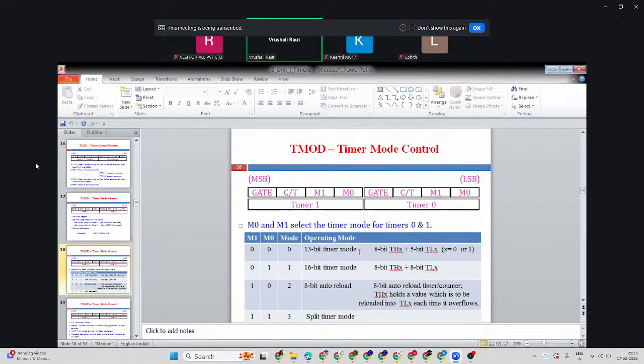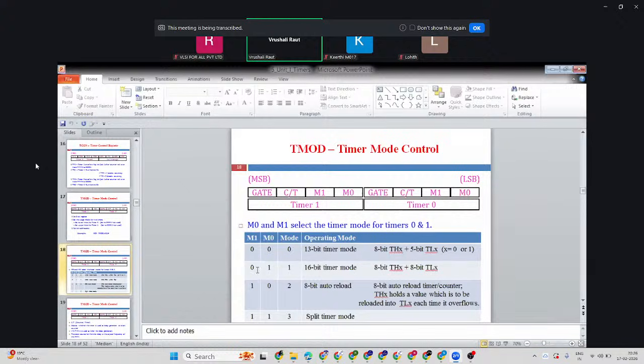In total, how many bits are there in our timer? 16 bit. Out of it, how many are we using? According to this mode, we are using 13 bits. Means what? 8 bits from TH. If I am going for timer 1, then it is 8 bits from TH1 and 5 bits from TL1. Are you getting it? And if you are going for timer 0, in that case TH0 and TL0. 8 plus 5, that is 13. So 13 bits you are using. Okay, so that is mode 0 of the timer.